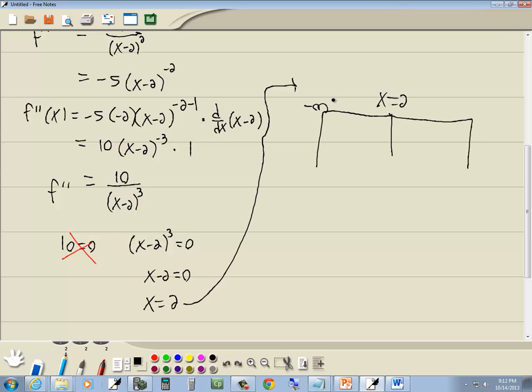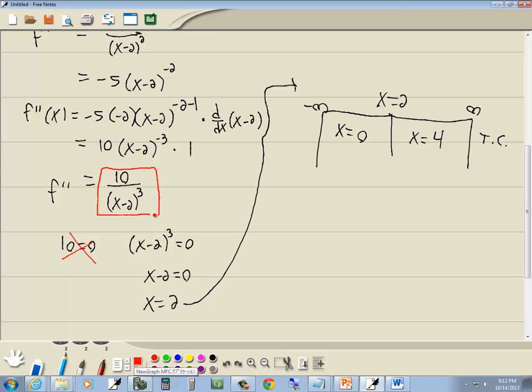Clear over here is negative infinity. Clear over here is positive infinity. We want to pick test cases. I want to choose something between negative infinity and 2, like 0. Something greater than 2, like 3 or 4 or something like that. Let's choose 4. Now we want to plug those into our second derivative.